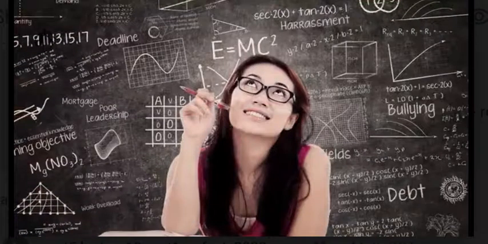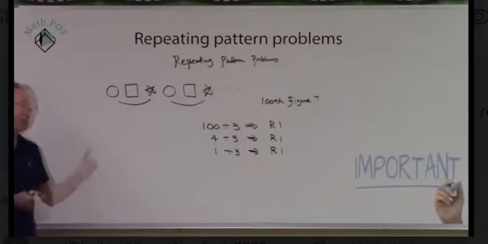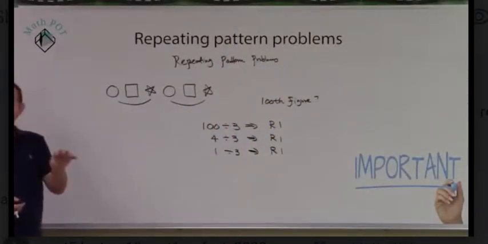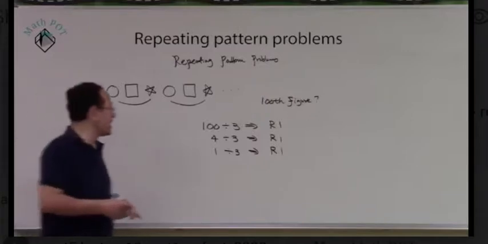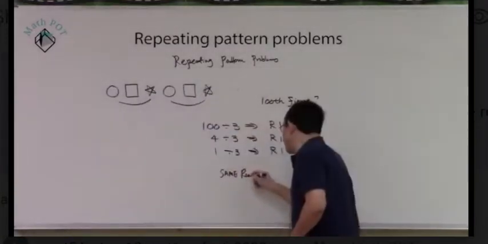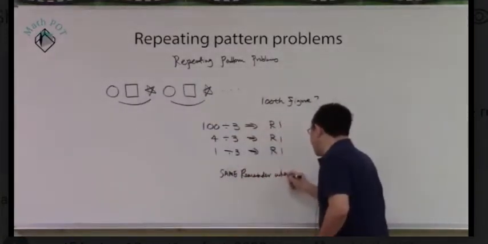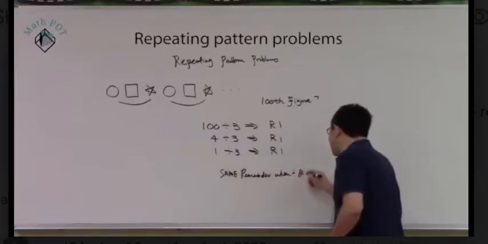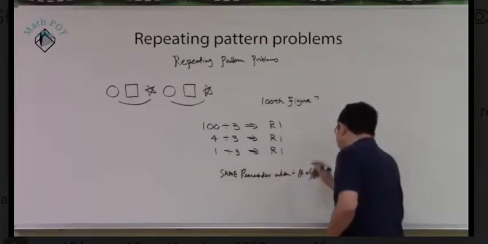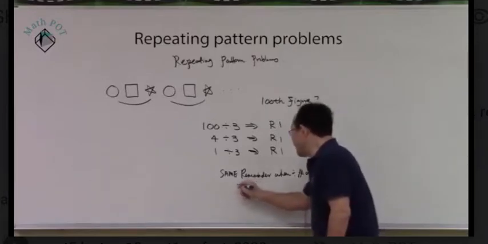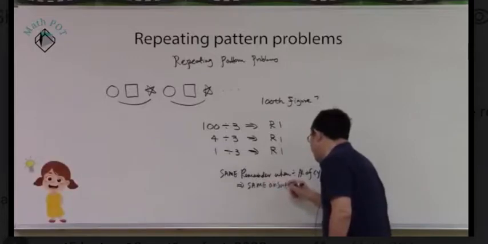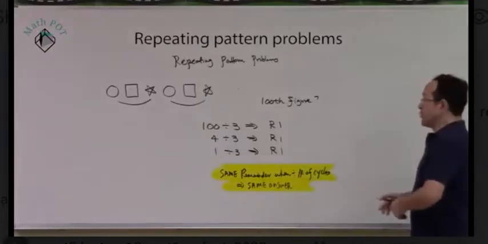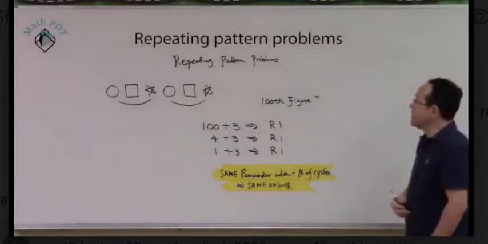So always remember one super important property about this kind of problem. If the numbers divided by the number of cycles give us the same remainder, that means what? They point at the same answer. So always remember this one. Same remainder, we divide by the number of a cycle. That means they point to the same answer. So always remember this one. This could be super useful here if you understand it and solve this kind of problem.